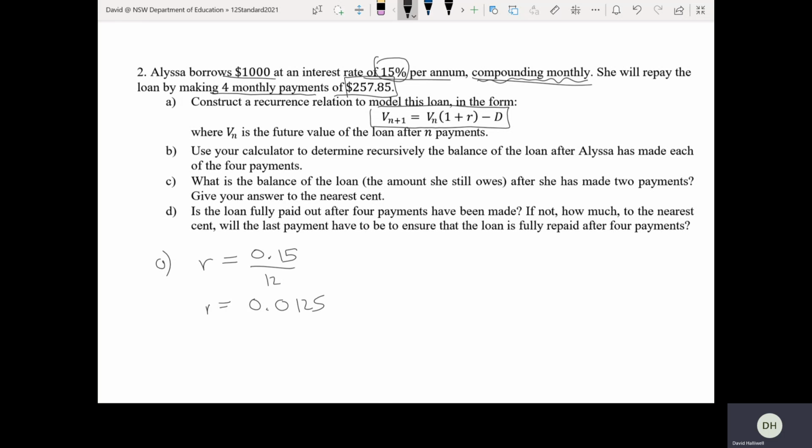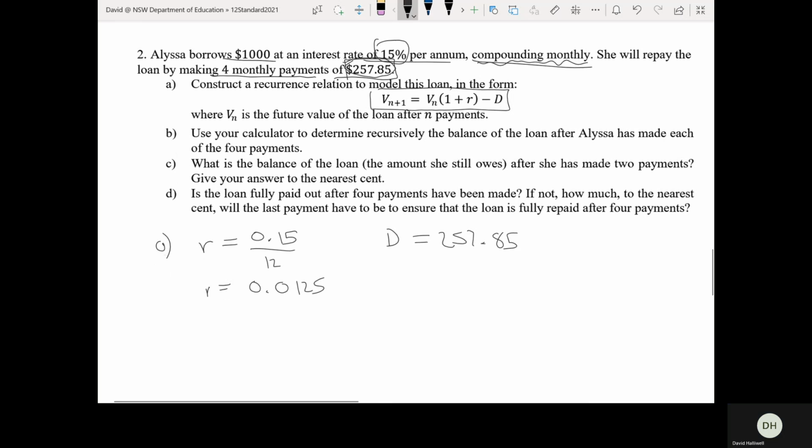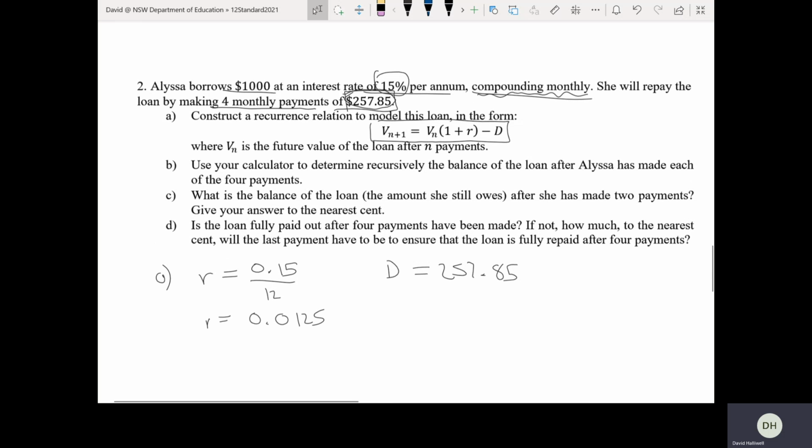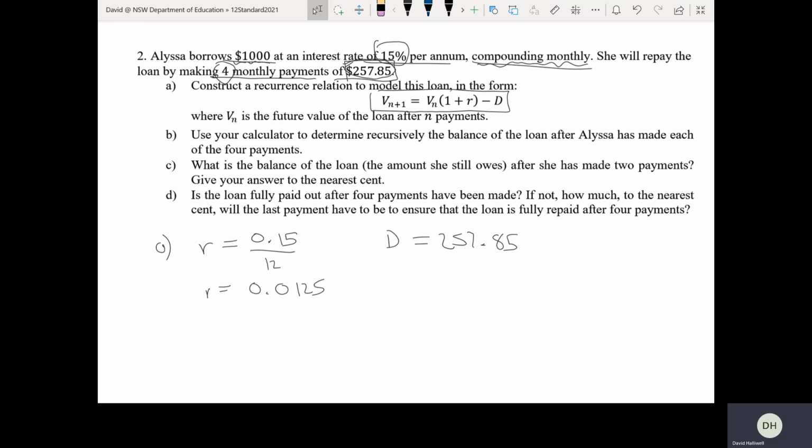The other thing to know is the D value. And the D value is the regular payment. What is the fixed payment that we're paying each time or getting paid each time? So we'll repay the loan in 4 monthly payments. The key thing is how much those monthly payments are. 257.85 is D. Okay. So I know R and D, I can substitute into my rule straight away. Now, you might be wondering why I haven't used 4 yet and why I haven't used 1,000 yet. I have a feeling I'll be using them in a later part.